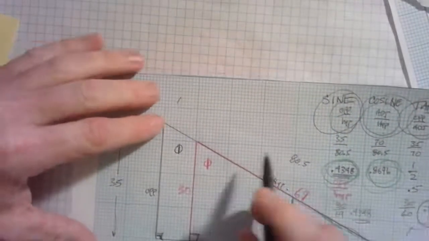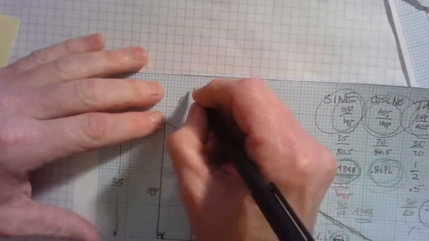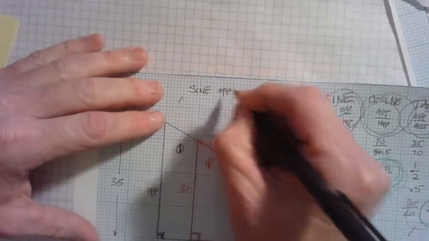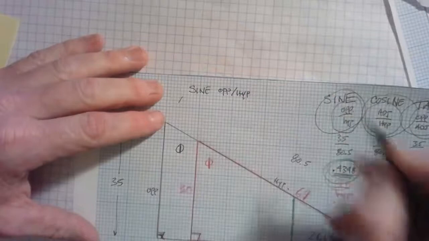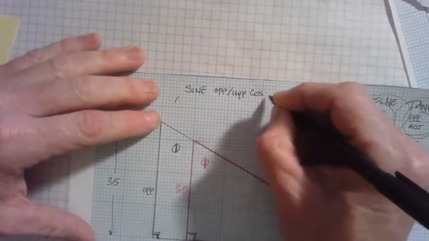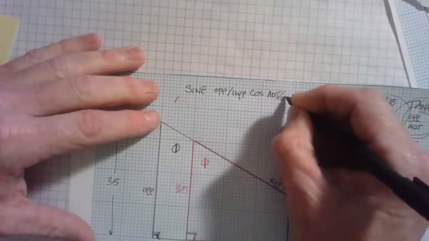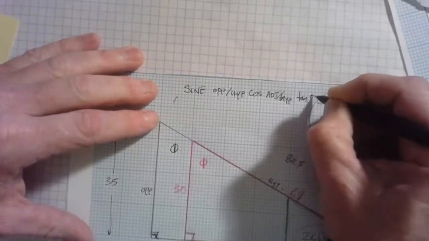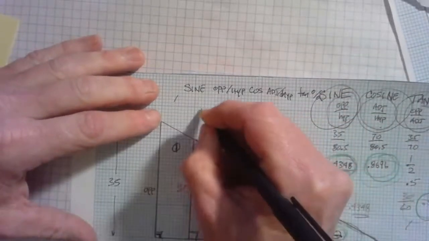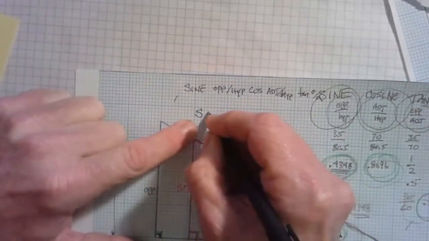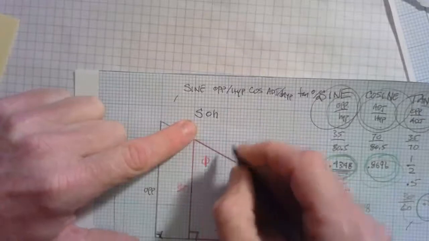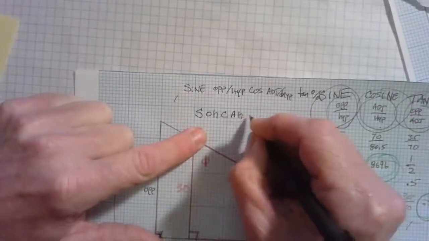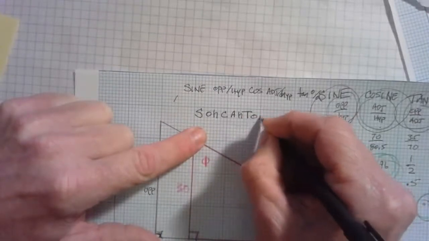In fact, let's finish this up with this. This is probably the most important part. You just need to know that the sine is the opposite over the hypotenuse, that the cosine is the adjacent side over the hypotenuse, and that the tangent is the opposite over the adjacent. Or sine, opposite over hypotenuse; cosine, adjacent over hypotenuse; tangent is opposite over adjacent.